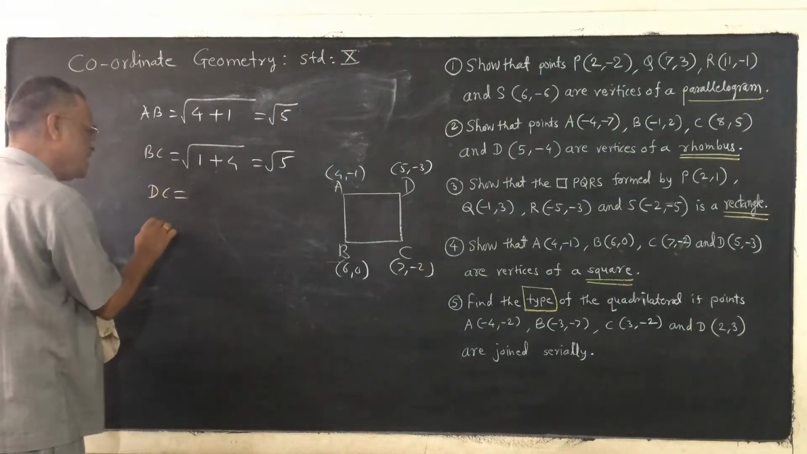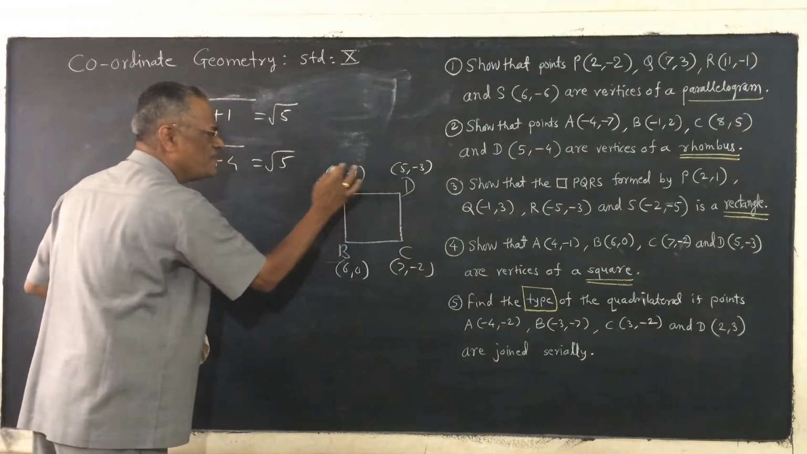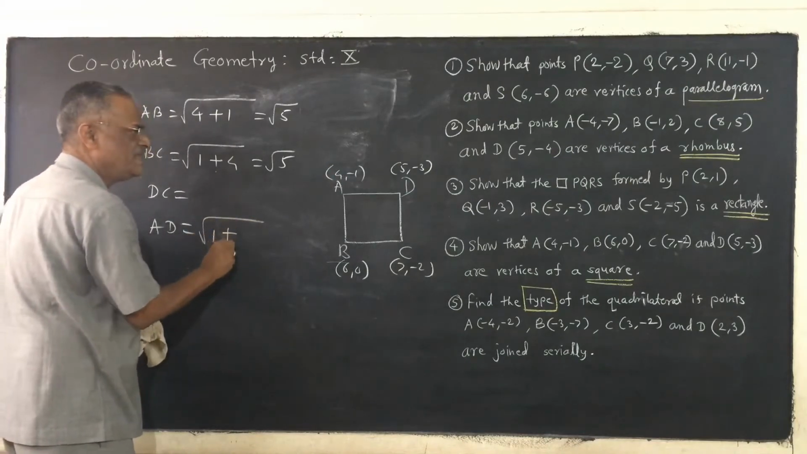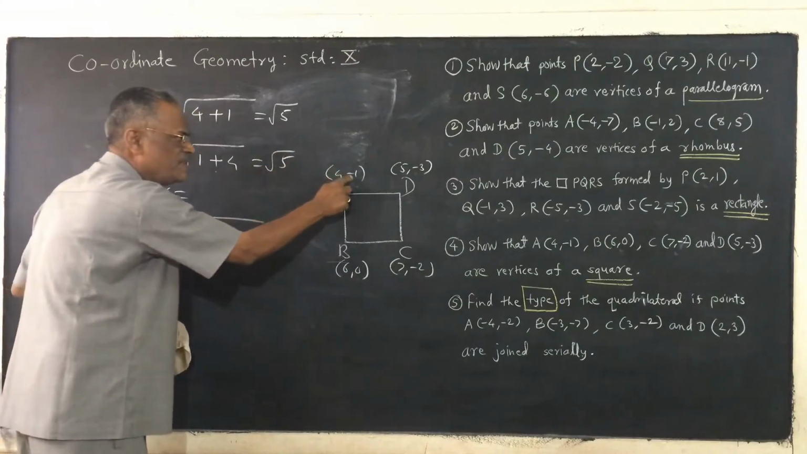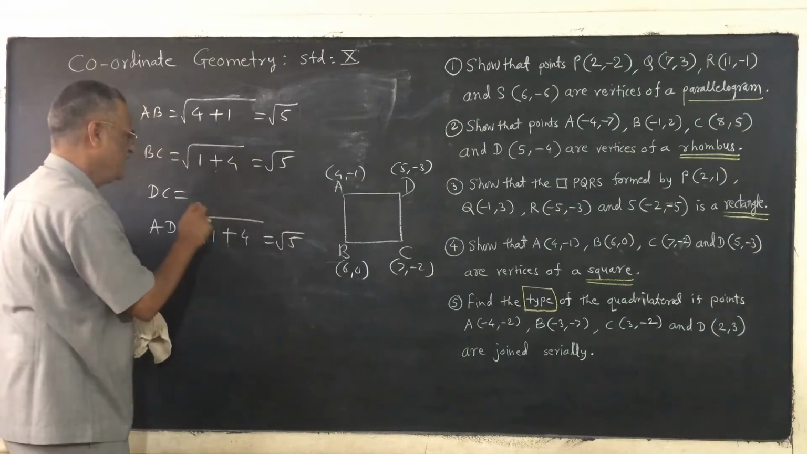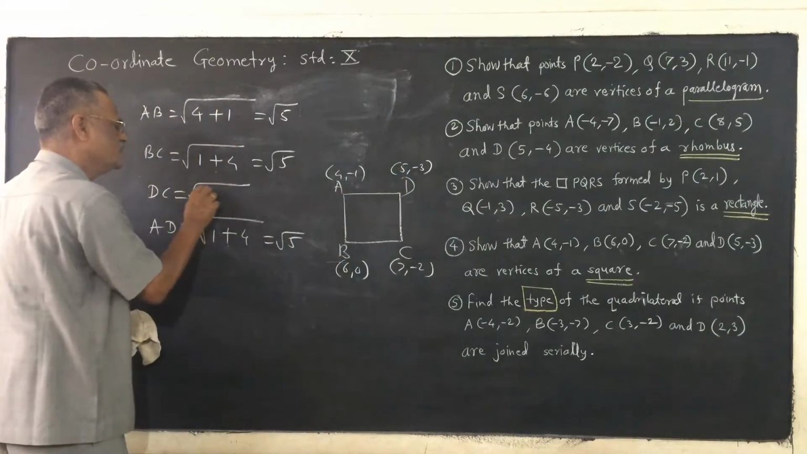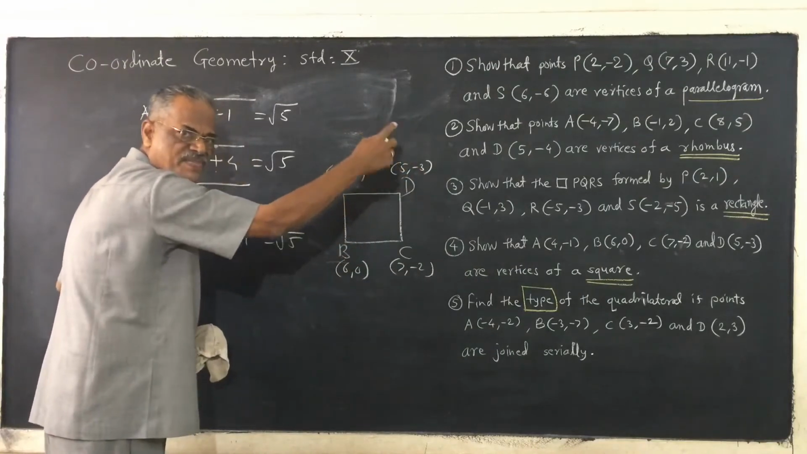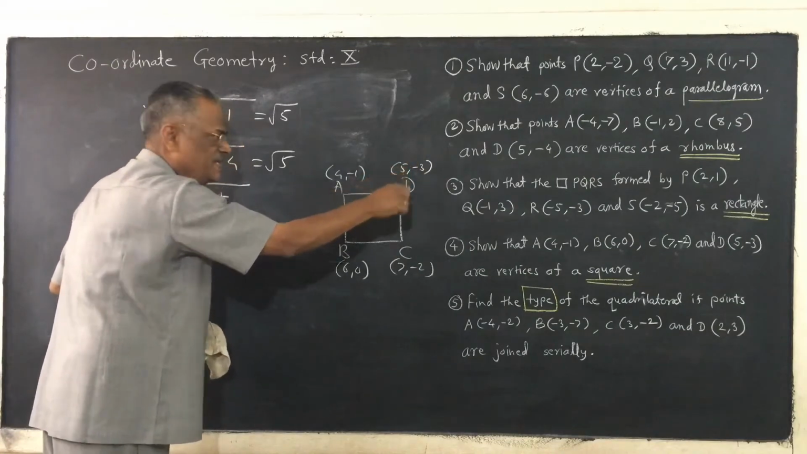Similarly, you calculate AD. 5 minus 4, what is that? 1, squared is 1, plus -3 minus -1, it is becoming -2, squared is 4, so you are getting root 5. Calculate DC also. DC is 7 minus 5, it is 2, 2 squared is 4, plus -2 minus -3, it will be plus 1, what is that?